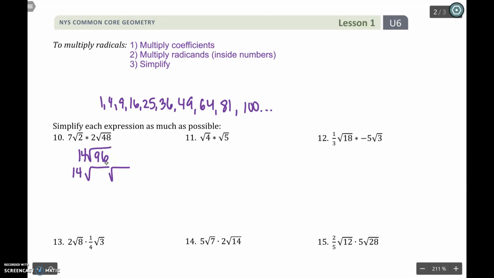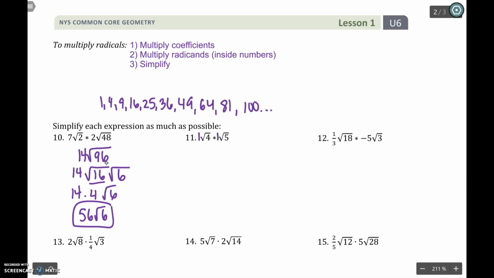96 divided by 64 doesn't work evenly. Divide it by 49 and keep going down, dividing 96 by each one of these until you get one that works. And that's how you can do this. 16 goes into 96 6 times. So then square root this one, and that would be 4. And 14 times 4 is 56. So this is 56 radical 6.